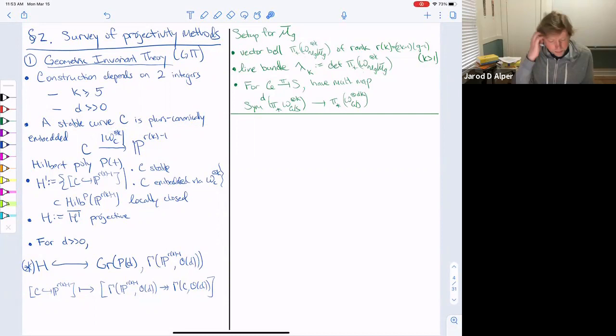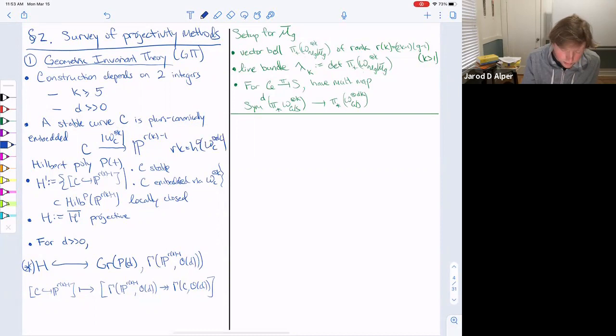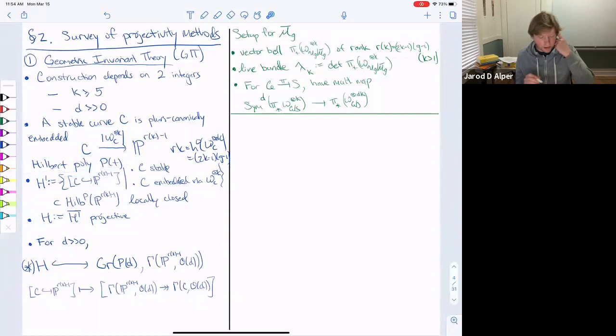And I'm just going to use R of k for H0 of the dualizing sheaf. By Riemann-Roch, when k is not 1, this is just (2k minus 1) times (g minus 1). And then you can also compute explicitly the Hilbert polynomial of this using Riemann-Roch, but let's just call that P of T. The whole idea in GIT is that it's easier to study embedded curves rather than abstract curves. So consider the Hilbert scheme of all subschemes with that Hilbert polynomial.